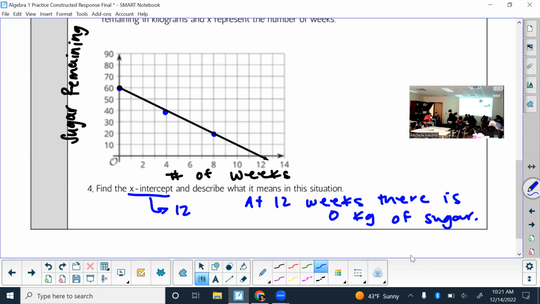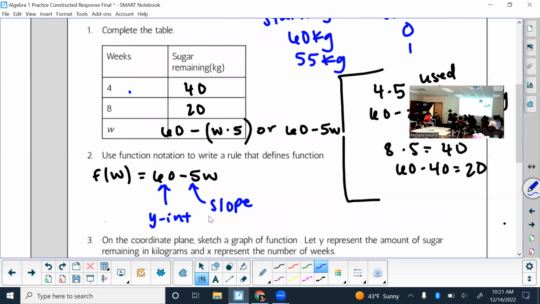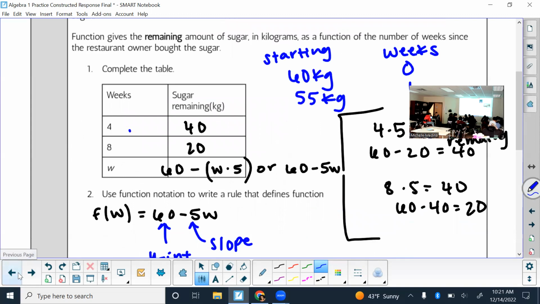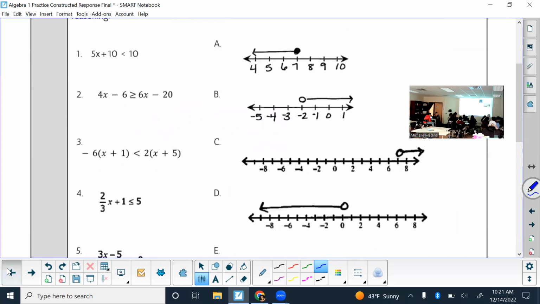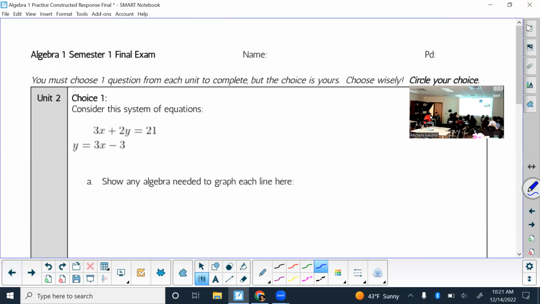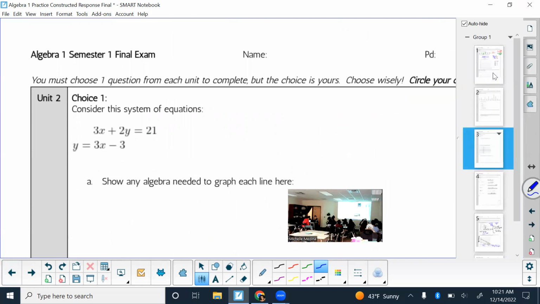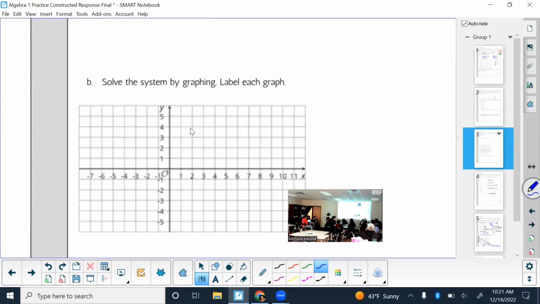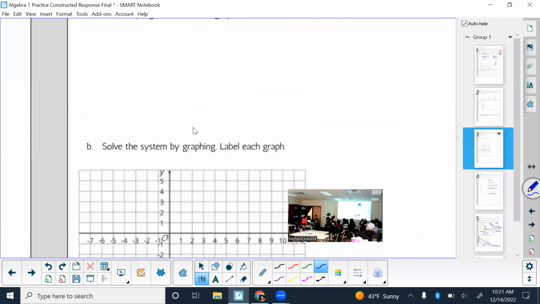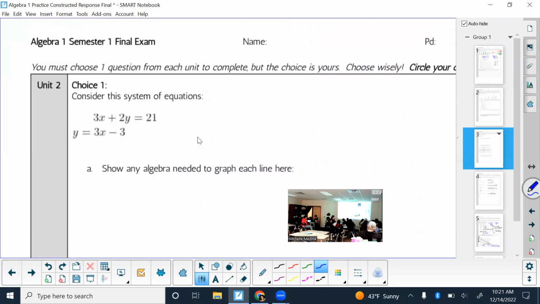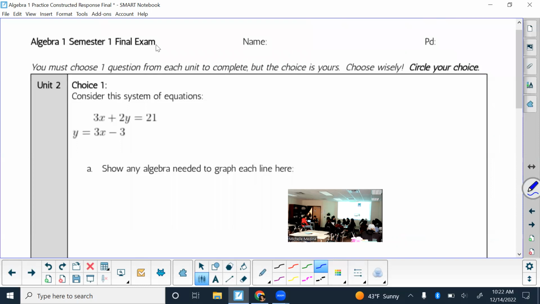All right, any other questions? So remember, you would pick one from each unit. So make sure you at least know how to do one from each unit. So like unit 2, what would you guys think is easier, choice 1 or choice 2? I don't know if you have a choice 1 on your paper. This was added after I already printed it.